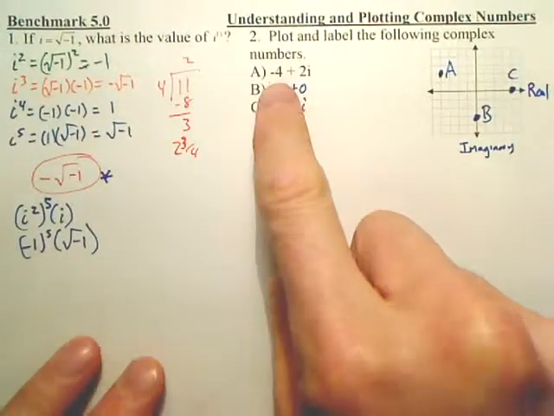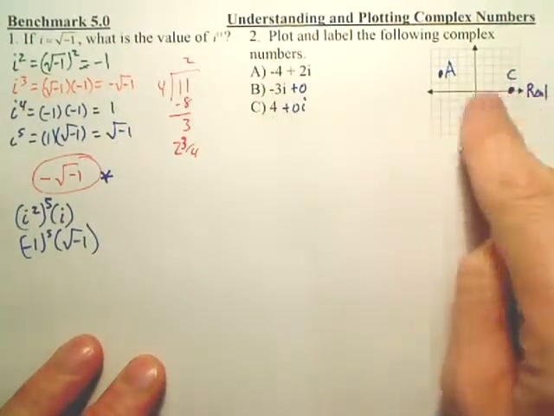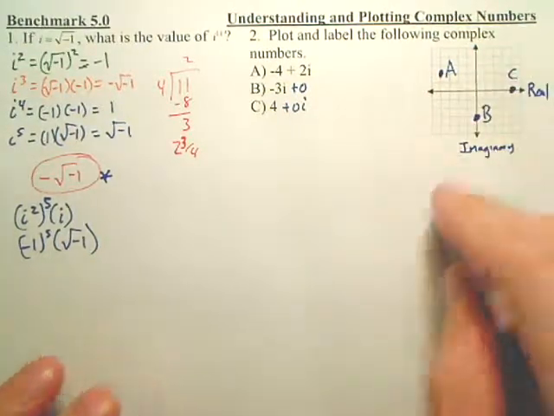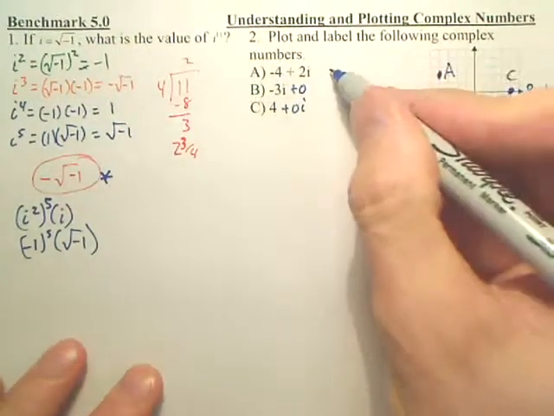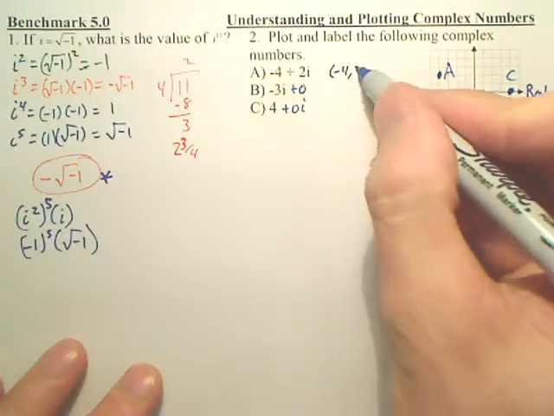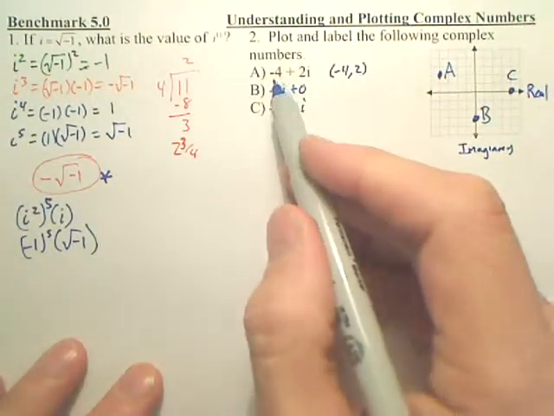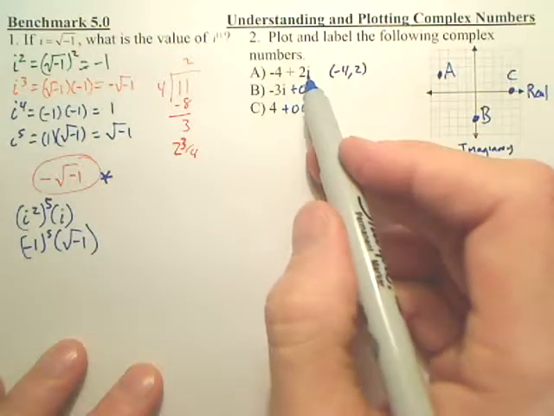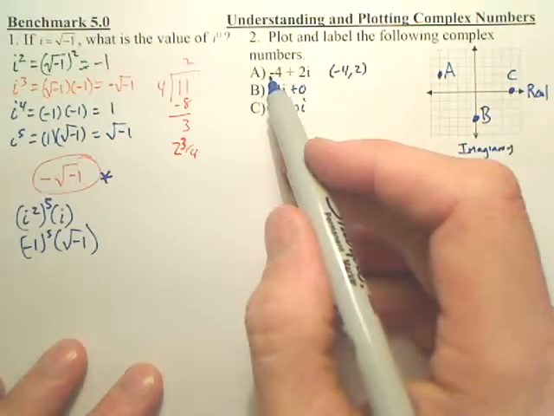All imaginaries have a real part, which goes on the real axis, and an imaginary part that goes on the imaginary axis. You could think of them also as coordinates, negative 4, 2. The imaginary is your y-axis. The real is your x-axis.